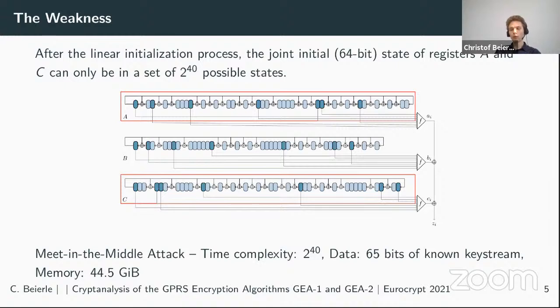This gives an attack of time complexity 2^40, and only needs 65 bits of known key stream. But it needs some memory complexity because you have to pre-compute this table. It's roughly 45 GB of memory complexity. So we have seen that here there is an attack which matches this 40-bit security.